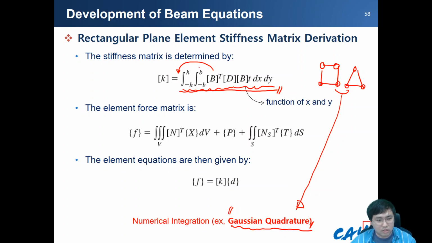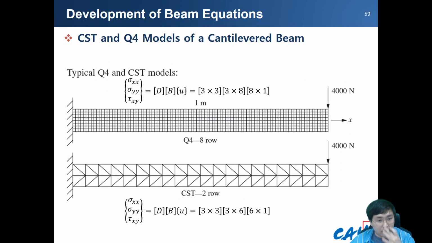So if you can do the numerical integration, we can easily obtain the local stiffness matrices anyway. Similarly, external forces can be expressed, and then finally we obtain the local stiffness equation. And then, I prepared an example to compare the CST element and the QPO element.